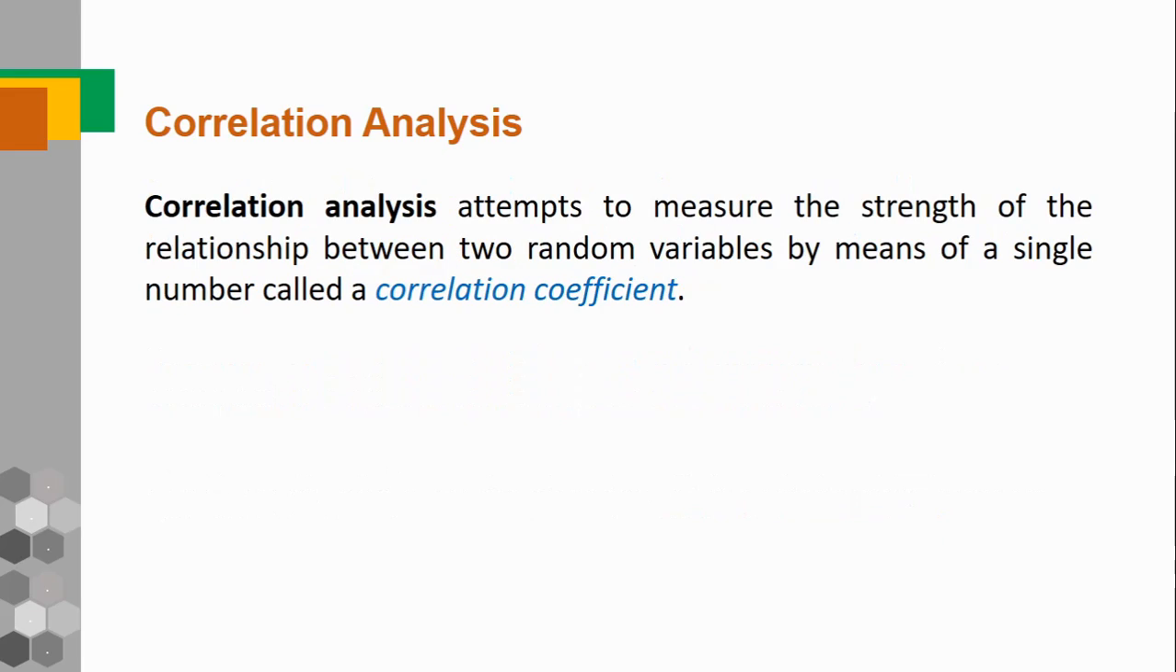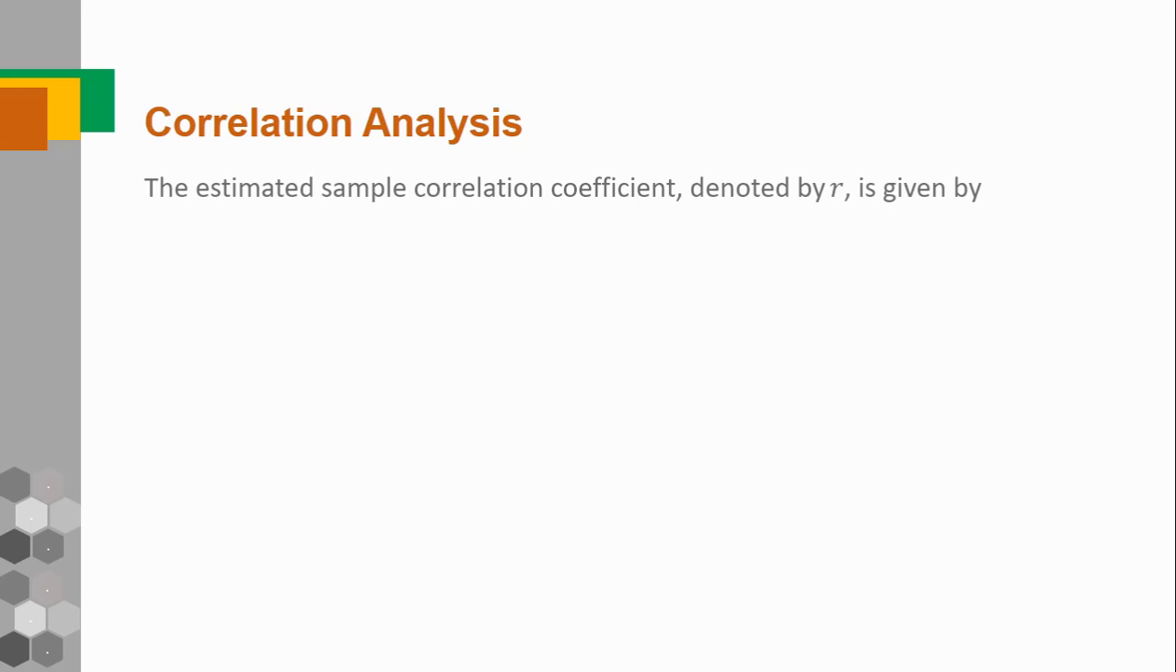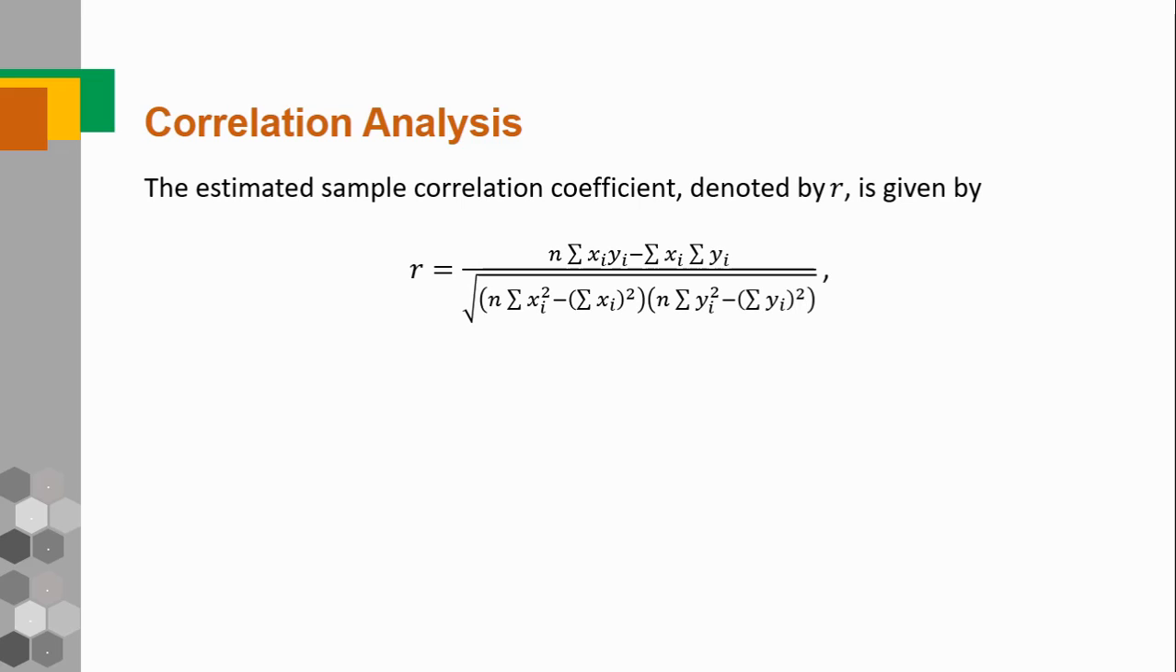Correlation analysis attempts to measure the strength of the relationship between two random variables by means of a single number called a correlation coefficient. The Pearson correlation coefficient measures the strength of the relationship between two variables x and y, which can be estimated by the sample correlation coefficient, which is denoted by R. The estimated sample correlation coefficient denoted by R is given by the following formula.